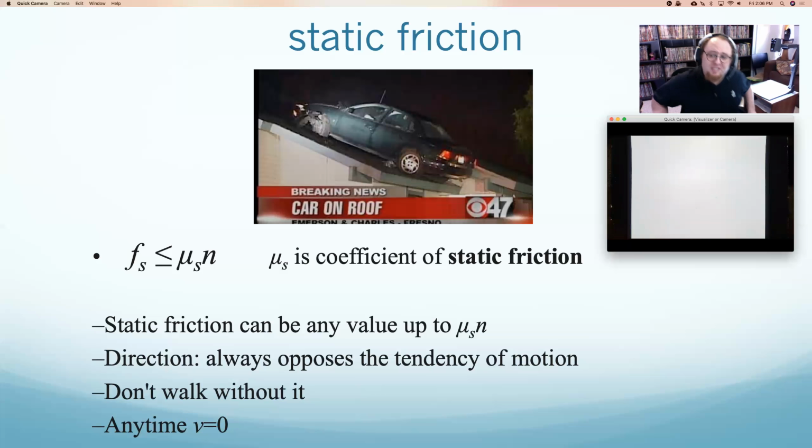Thing is, static friction does have a maximum value. That static friction can be anything it needs to be, where static friction is F sub S, until it's that max. That's why it's less than or equal to mu of S times N, is the equation here, where the maximum value is the coefficient of static friction times the normal force.